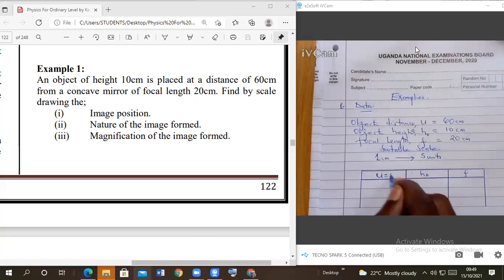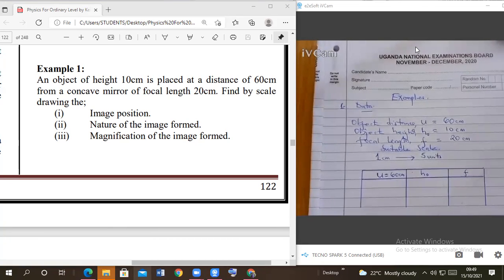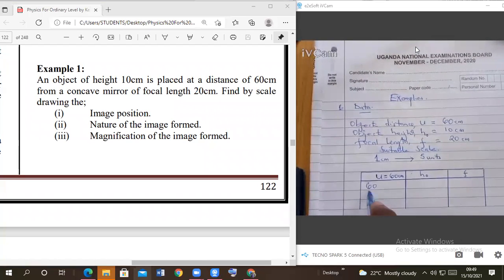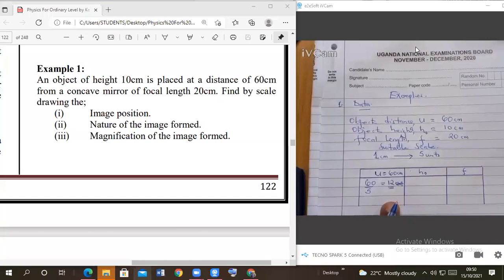Our U was given to be 60 centimeters. So if we reduce it by our scale, what do we get? It's going to be 60 divided by 5, which will give us 5 centimeters. So we are going to use 5 units. So this is what we are going to draw on a graph paper.